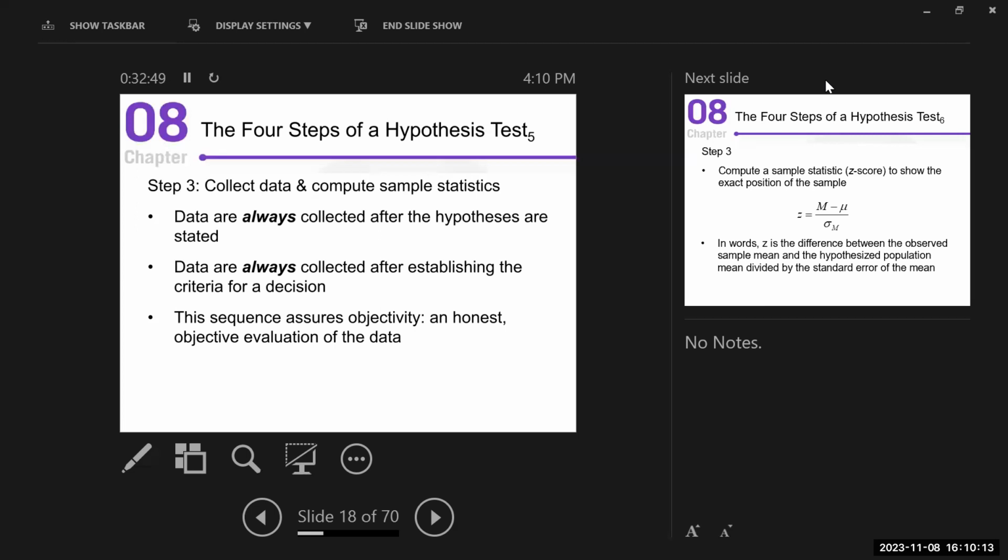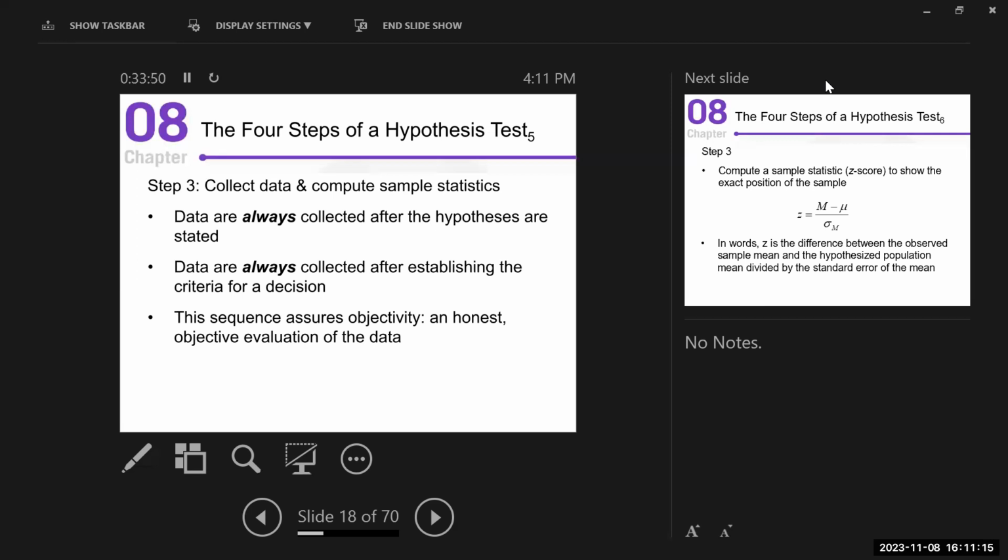Data are always collected after you state the hypothesis. You do state the hypothesis before you collect your data. You never collect your data, compute the statistic, and then set your hypotheses based on your data. That's backwards, because then you're not supporting it, you're trying to set your hypothesis based on what you already collected. Data are always collected after establishing the criteria, so you're always going to select either that 5%, that 1%, or that 0.01%. We want objectivity, because if you don't follow the process, it's very subjective. You can make your results be whatever you want. If you change your alpha level, your critical region, or your hypotheses after you collect the data, then you're not objective anymore. You're really subjective.